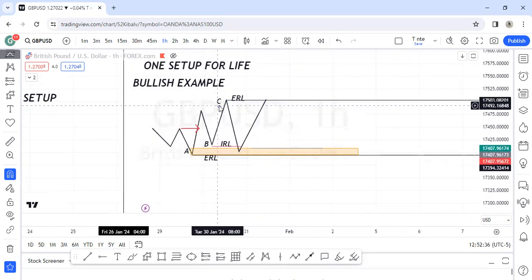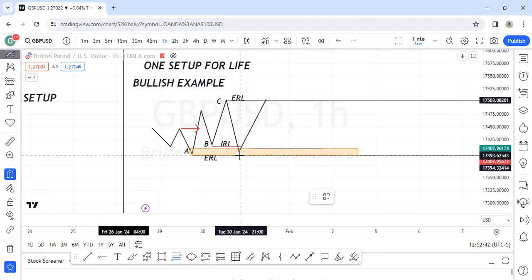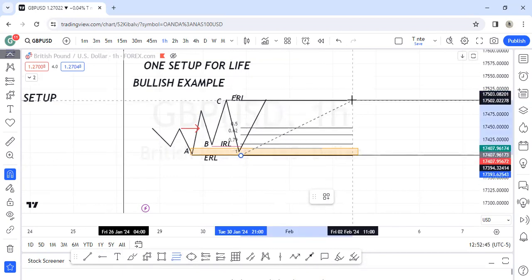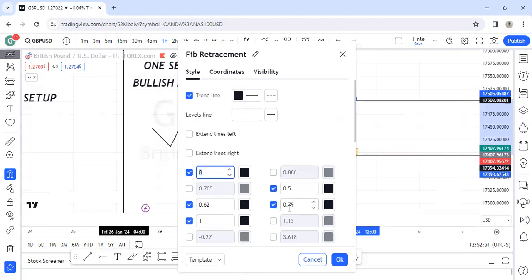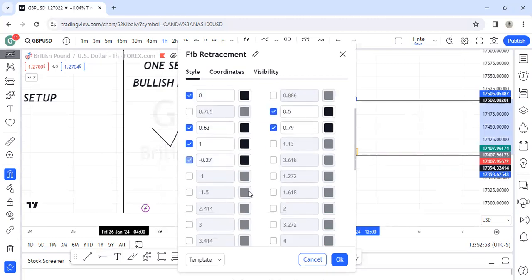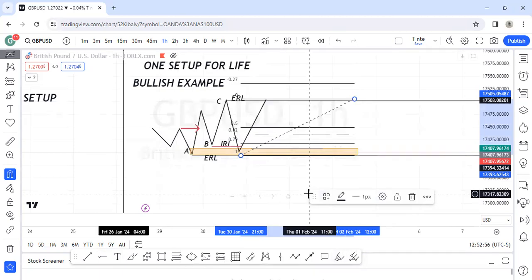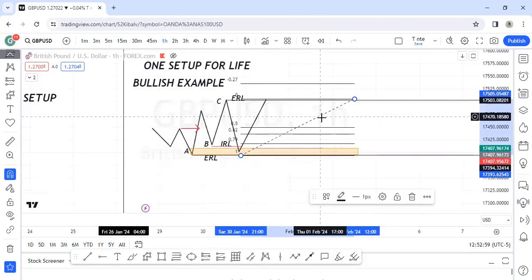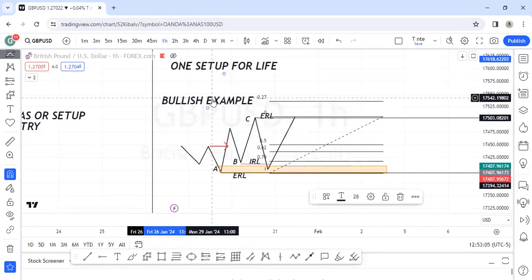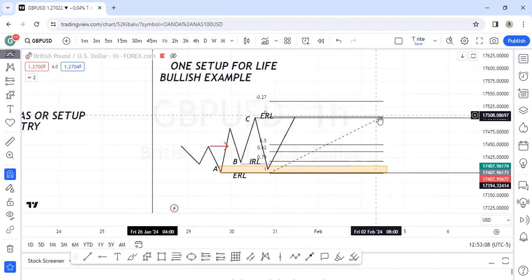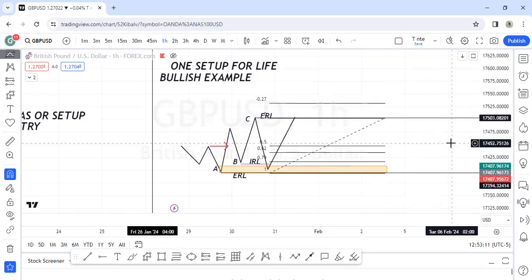This leg is usually your target, but some people like to use what we call fib extension levels. They will likely put their TP at minus 0.27. So that's another profit target level you can use. Make that your overall take profit, just above that point. You can use that for your setup. That is the one setup for life you can use on your trades.